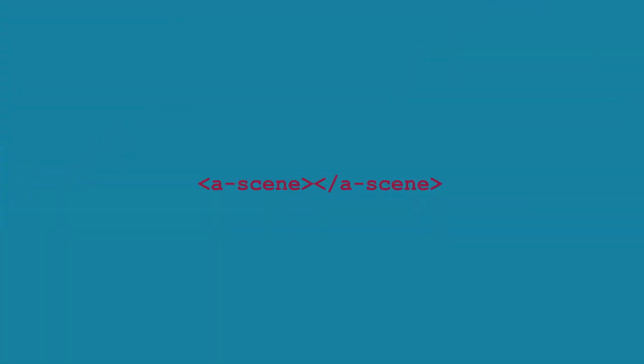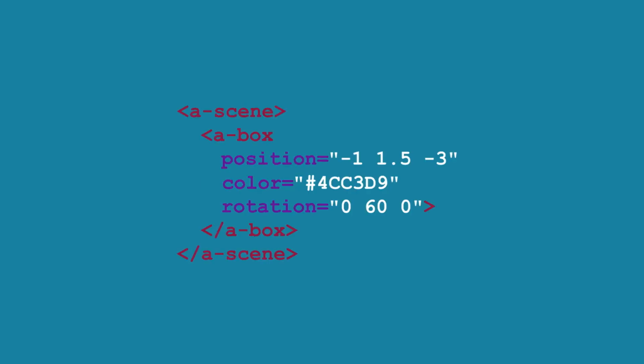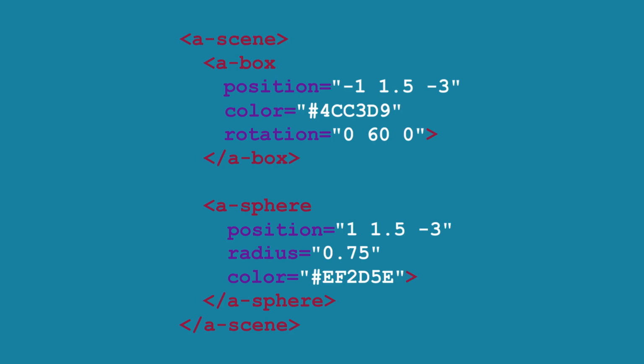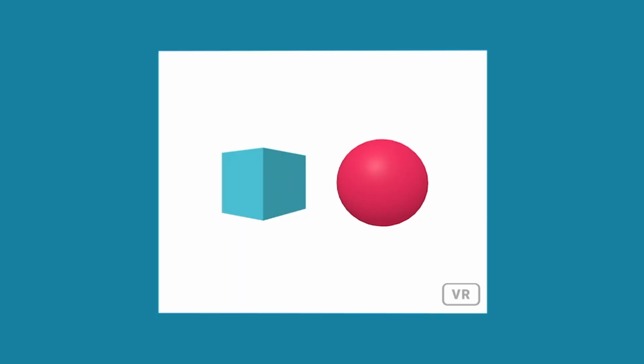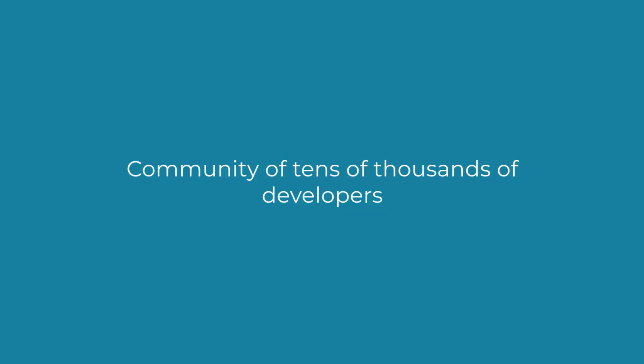In an HTML file, we define a scene element that contains all 3D objects. We will add a box and a sphere with different positions and colors. As a result, you'll get an interactive 3D representation of those objects that is accessible from any device: desktop, laptop, mobile, and VR and AR headsets. Today, we have a growing community of tens of thousands of developers.